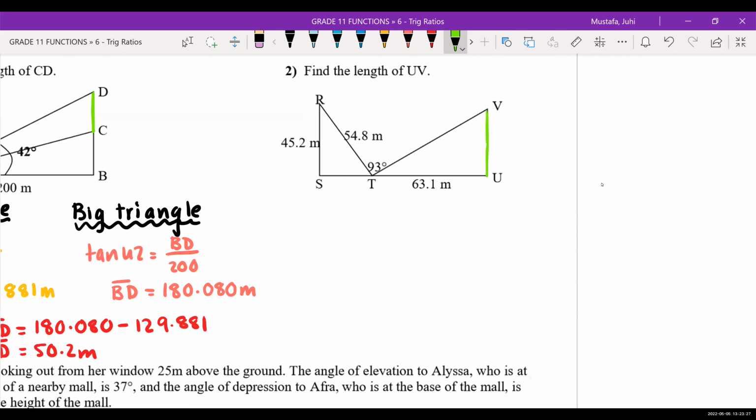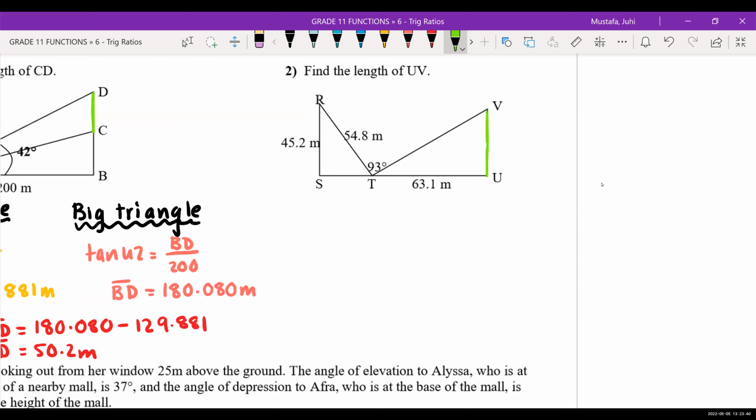Question number 2 is basically the same concept. You have two triangles and you're trying to figure out triangle side length UV. Usually when there are two triangles given, chances are you're going to have to use some information from the first triangle to help you figure out what you're looking for in the second triangle. So it's lagging a lot, but we have a triangle RST. We have two side lengths and we have 93 degrees.